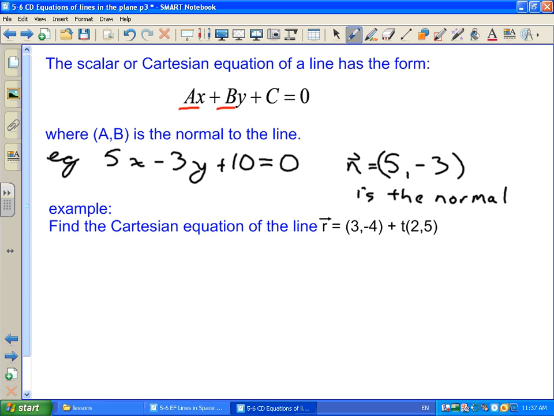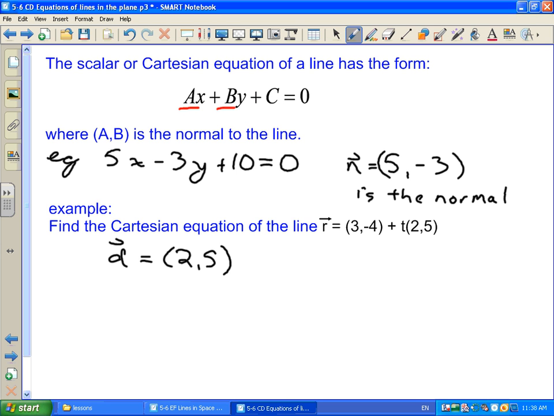Okay, so for example, this is the kind of question you might be asked to do here. Find the Cartesian equation or the scalar equation of the line, and you're given it in vector format. R equals 3, -4 plus t, 2, 5. First thing that we're going to want to do is start with our direction vector for the line that we're given. So what's our direction vector here for this one? Yeah. So this is 2, 5.